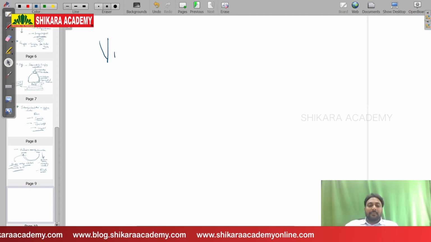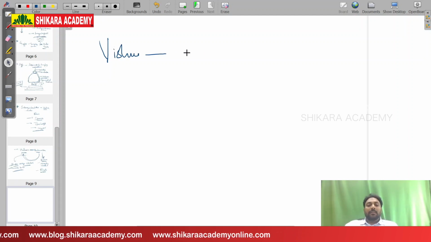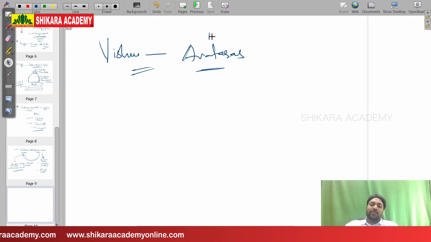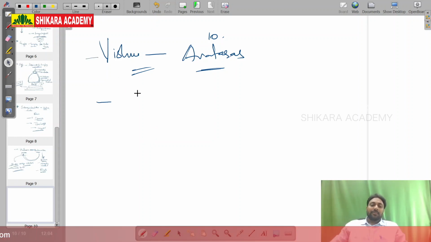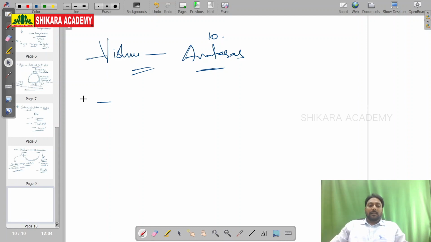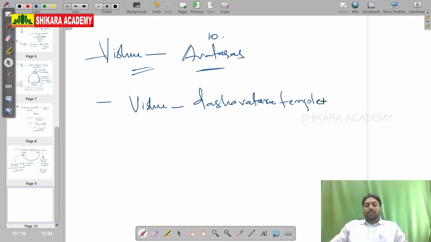And for the first time, Vishnu was given the avatars concept during the Gupta period. Vishnu has been given 10 avatars: Matsya Avatara, Kurma Avatara, Varaha Avatara, Narasimha Avatara, etc. Dashavatara, Vishnumurti. And the Vishnu Dashavatara temple was built at Deoghar.